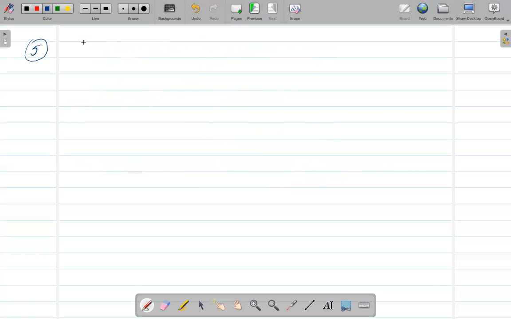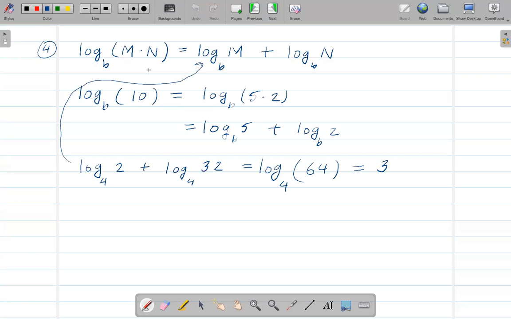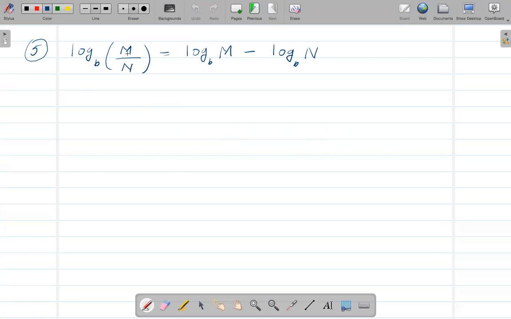All right, so the next one, log base b of m divided by n. So probably you guys already know this one as well. If we have a single log with these two dividing each other, then this is going to be log base b of m minus log base b of n. It's a similar idea to this. If there is a division, or two things dividing each other, then we can divide this into two different logs with a minus sign, all right?